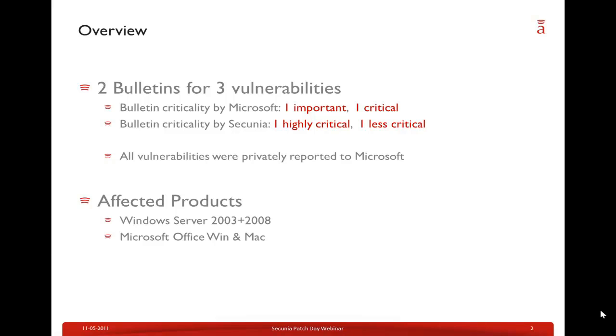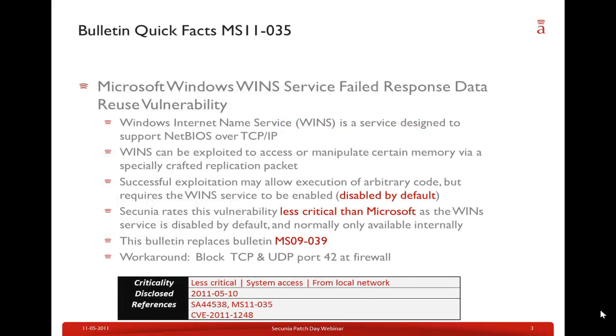The products affected from one bulletin are Windows Server operating systems, this is 2003 and 2008 Server, and Microsoft Office for Win and Mac, specifically Microsoft PowerPoint. So let's have a look at those two bulletins. Number one, this is bulletin MS11-035. It's a WINS service response data reuse vulnerability.